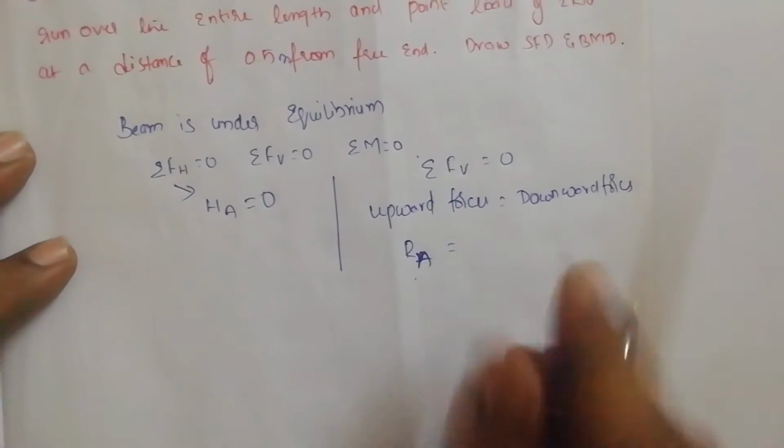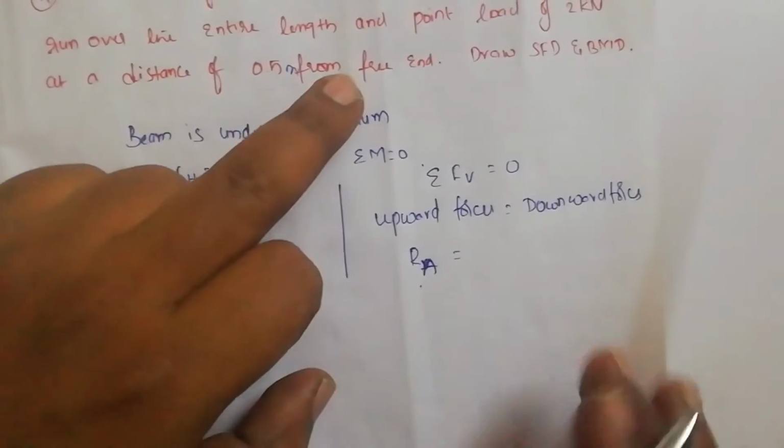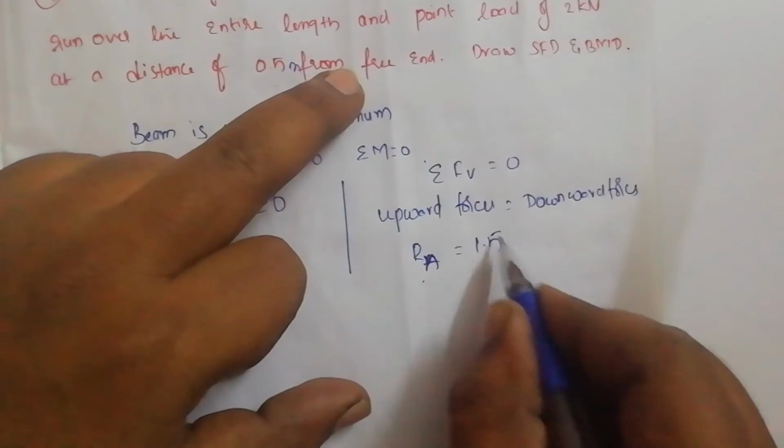RA is equal to, what are the forces acting in the downward direction: 1.5 into, what is this 1.5? This 1.5 is the value of the UDL. You can see here this is 1.5 kilonewton per meter.